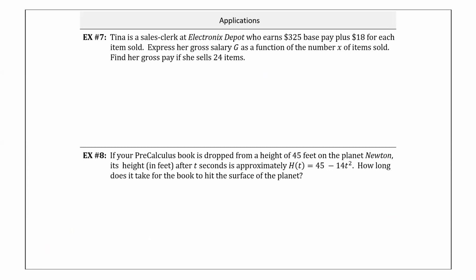So we have Tina is a sales clerk at Electronics Depot who earns $325 base pay plus $18 for each item sold. Express her gross salary G as a function of the number X of items sold. So one, you're going to create an equation. That's what it's asking for, right? If I'm asking you to express something as a function, I'm saying, what is the equation, right? Once you have your equation, you're going to find her gross pay if she sells 24 items. I'm going to give you 2 minutes at your table to figure out the equation and her gross salary for 24 items. All right. Let me start the timer.